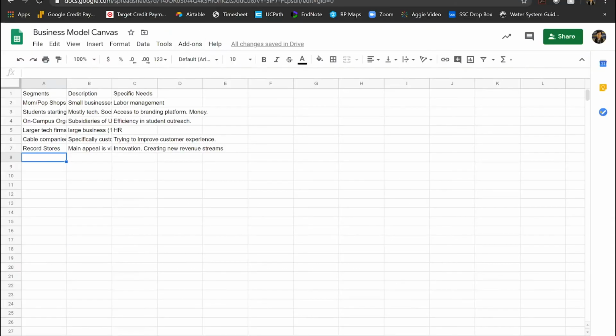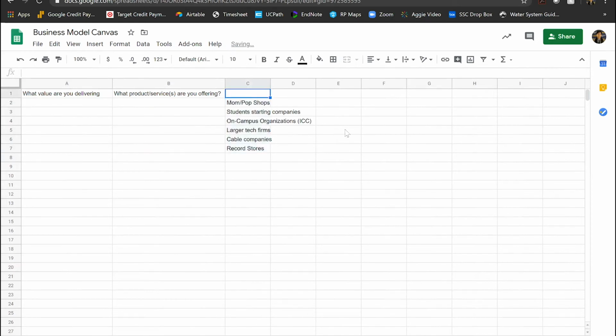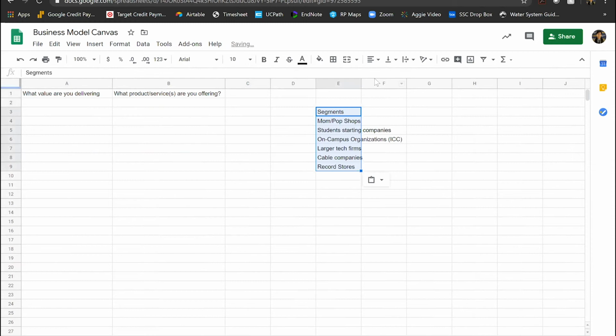And so we're going to take these segments. Oh, actually, I'll put them over here. Generally, you're only going to have a couple of value propositions, and they might not be directly tied to your segments. So I'm going to separate these and put them over here. I'm putting this in this table just so that we're aware of who we're talking about.